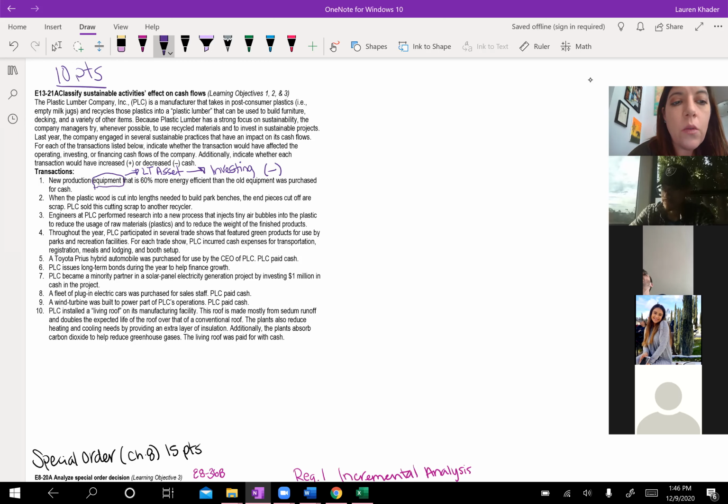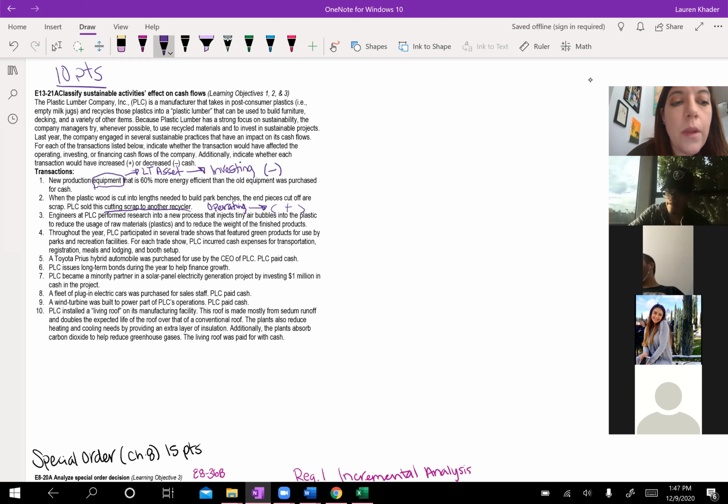Number 2, when the plastic wood is cut into lengths needed to build park benches, the end pieces cut off are scrap. PLC sold this cutting scrap to another recycler. Operating activities? Operating activity is correct, because obviously the wood is part of inventory. It's an operating activity where they sold it. It impacts the net income. And is it an inflow or outflow? Inflow. Yep, cash is coming in.